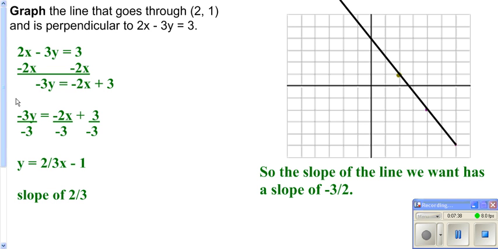a negative 3/2. So you're going to start off, first of all, with your point, 2 over 1 up, and then you're going to go a rise of 3, down 3 over 2, down 3 over 2. Or you could go up 3 to the left 2. And so then you draw in your line.